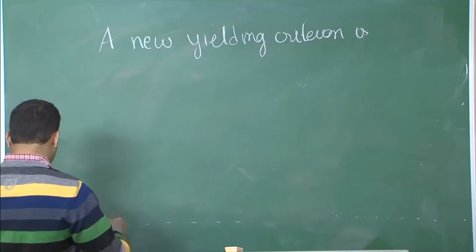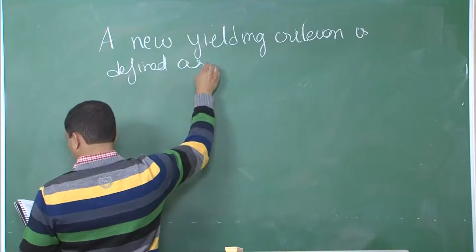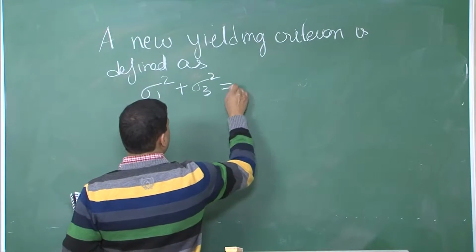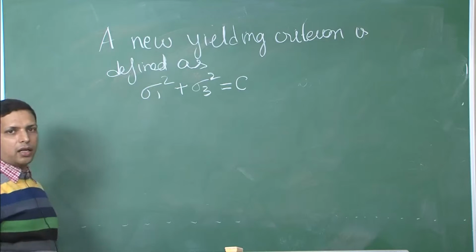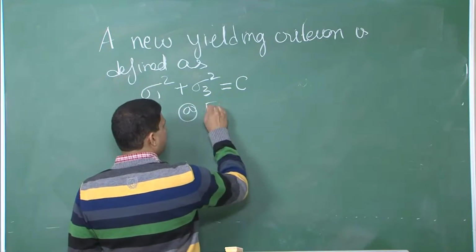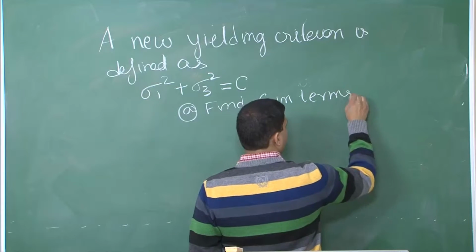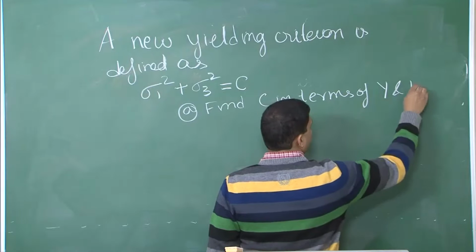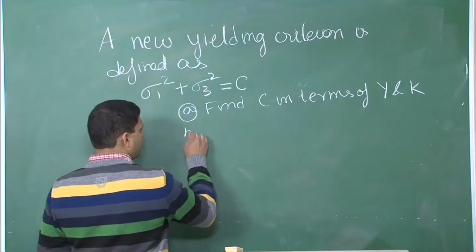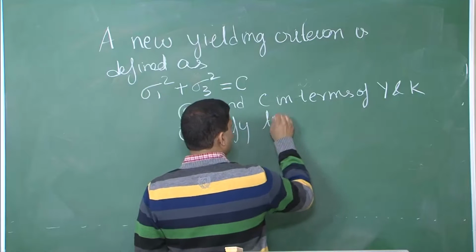So, a new yielding criterion is defined as sigma 1 square plus sigma 3 square equal to C. So, this is the yielding criterion that I am defining for you. Now, what you have to do is first find C in terms of y and k. y is the yield strength and k is the shear strength. Second, verify the validity of the criterion.